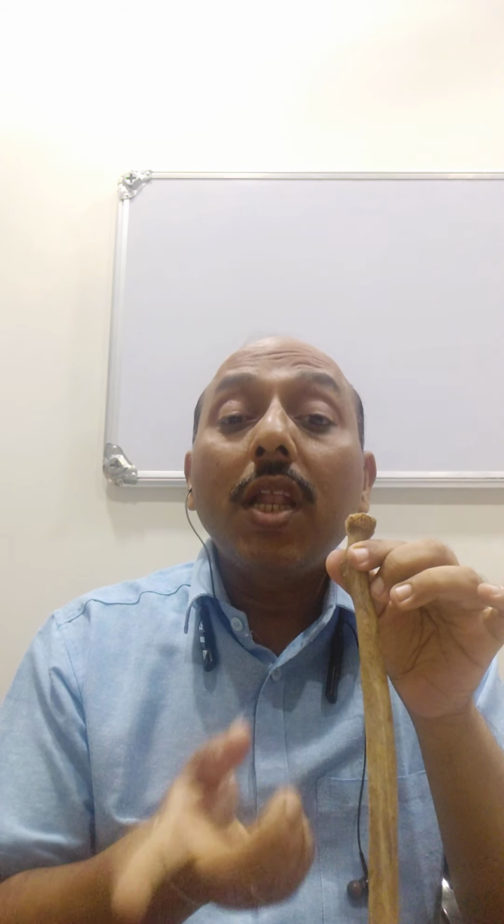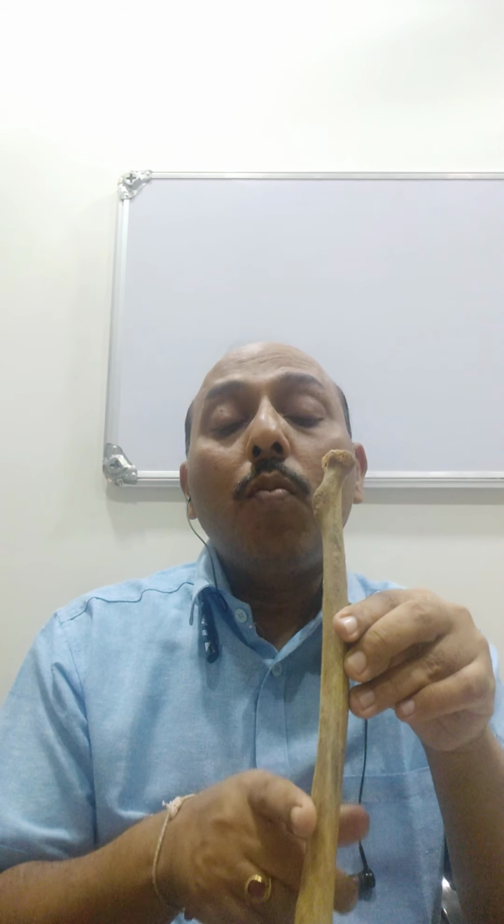Shaft has three borders and three surfaces. Now as it is the lateral bone of the forearm region, it has a medial border and lateral surface. The anterior and posterior borders and surfaces are the same, but the lateral surface it has and medial border. Okay, so the borders are anterior border, posterior border and medial border.